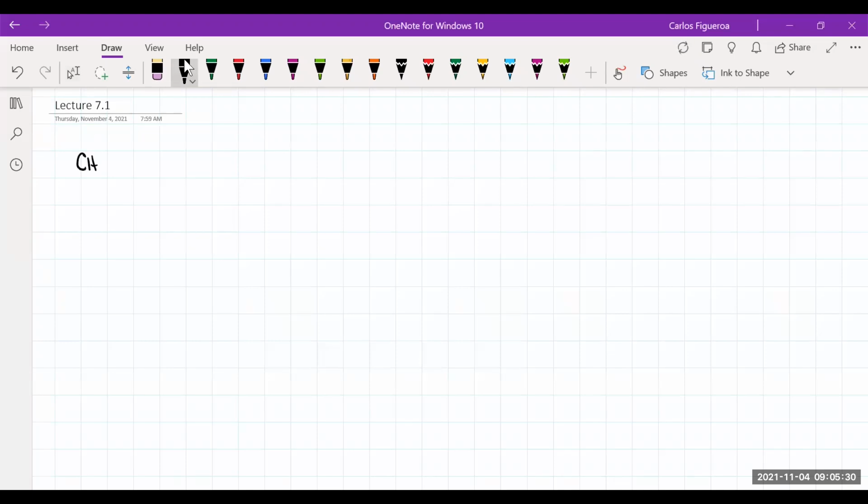Oh, I think this is a bit too big. Let me adjust this a little bit.